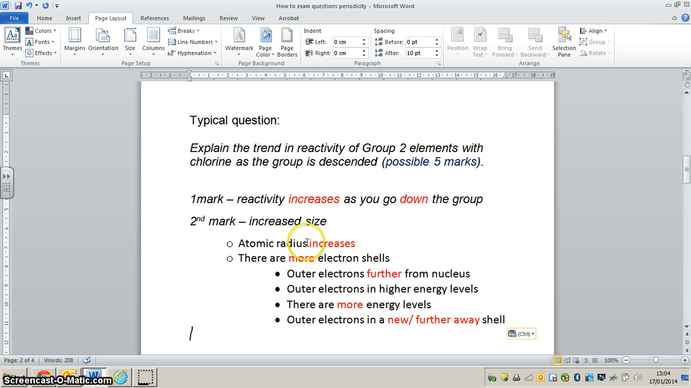But the key words here that I've put in red: atomic radius increases as you go down the group. There are more electron shells. The outer electrons are further away from the nucleus. So it's a comparative. All this is about a comparative. As you go down the group, the atomic radiuses of the elements increases. So this is our second marking point.